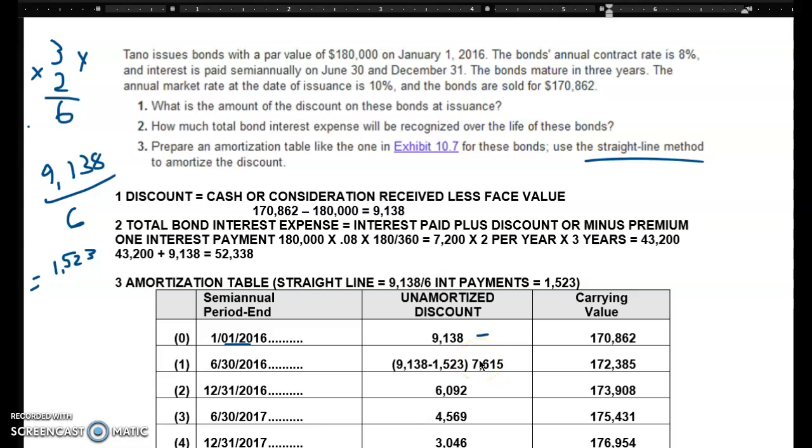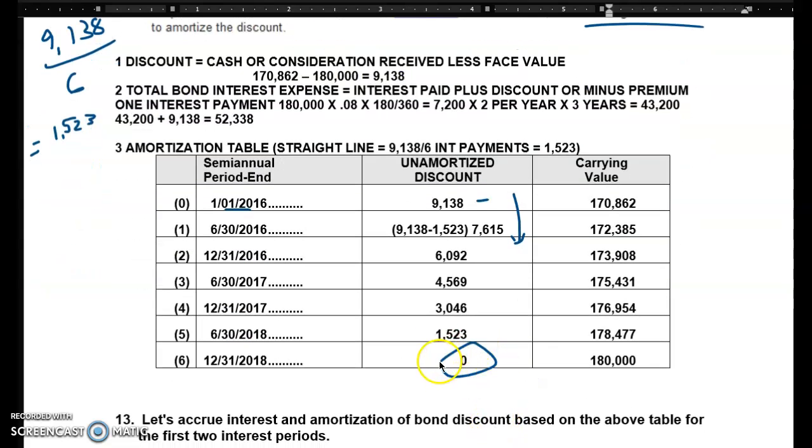Every 6 months. That's how we're going to do it, right? So line 1. 9138 minus 1523. The one we got there is 7615. All right, so then this number is going to get smaller over time, because when we're all done at the end of 6 periods, we want a 0.